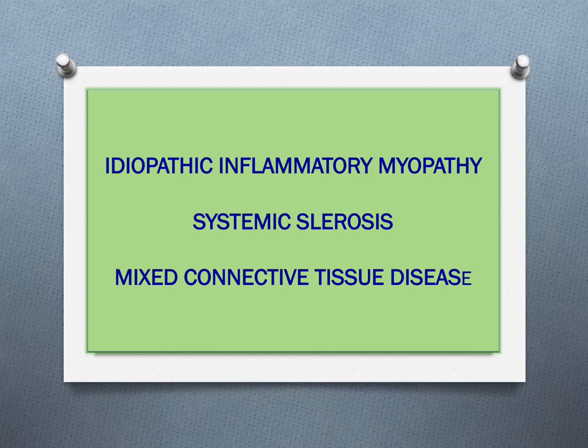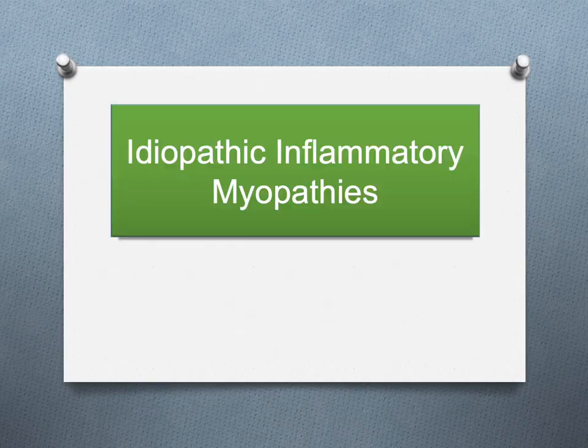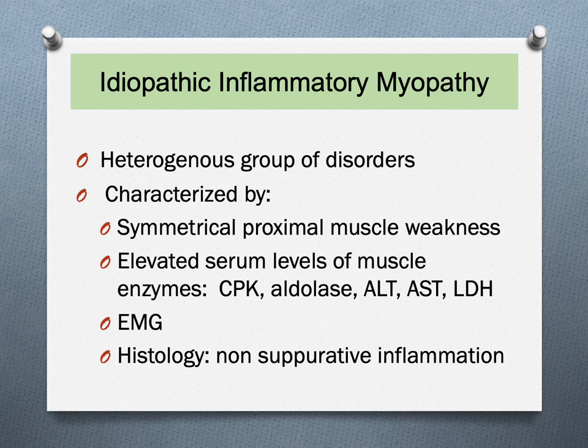Succeeding topics will focus on the major types of idiopathic inflammatory myopathy, systemic sclerosis, and mixed connective tissue diseases. Idiopathic inflammatory myopathy is a heterogeneous group of disorders characterized by symmetrical proximal muscle weakness with elevated serum levels of muscle enzymes such as CK, aldolase, ALT, AST, and LDH.